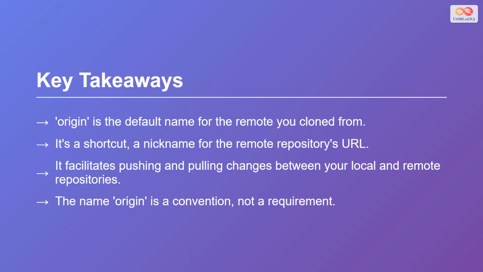To sum it all up, origin is simply the default name, or alias, that Git gives to the URL of the remote repository you cloned from. It acts as a convenient shortcut for pushing your work to the remote and pulling updates from it. And while you can rename it, origin is the standard convention you'll see almost everywhere.